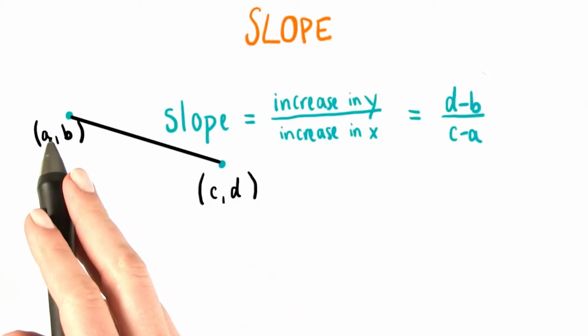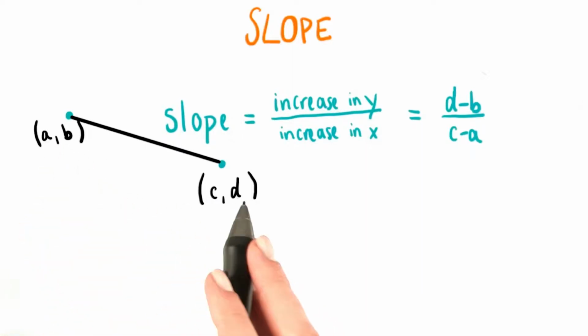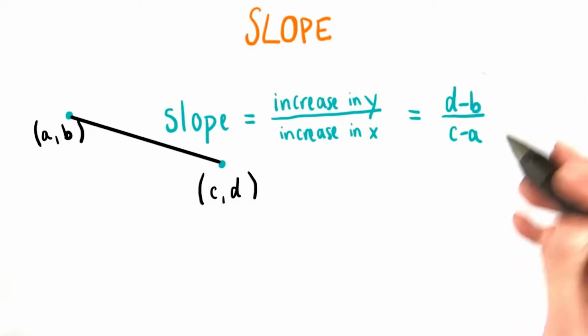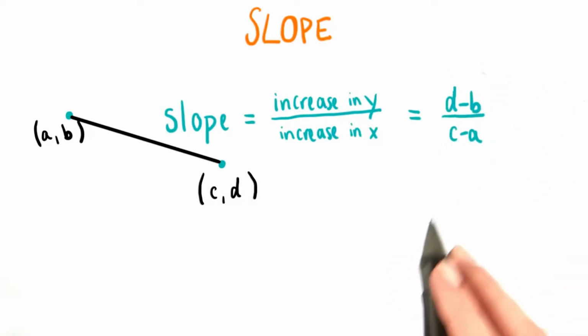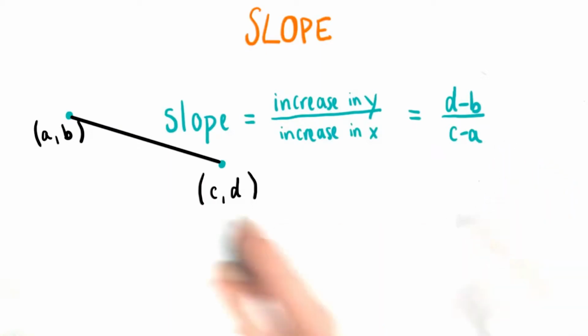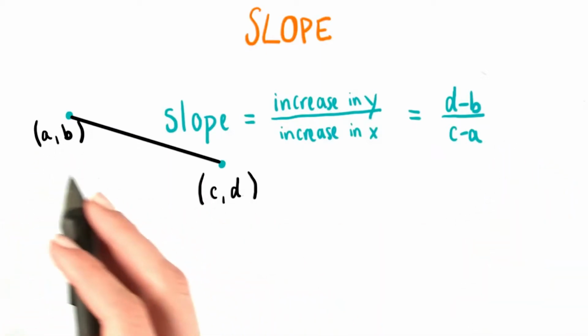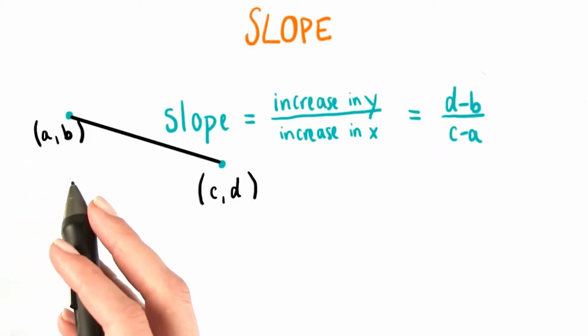When answering the last quiz, I called these points very different letter names. But when we look at this formula for slope, it's not really clear how D and B or C and A are related to one another. I think that one thing that might help us is if we renamed the coordinates of these points so that they indicated what each coordinate actually is.